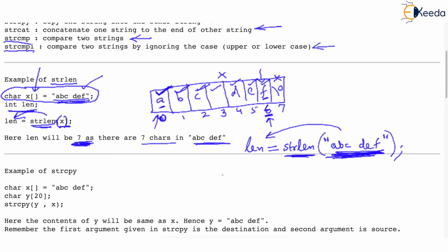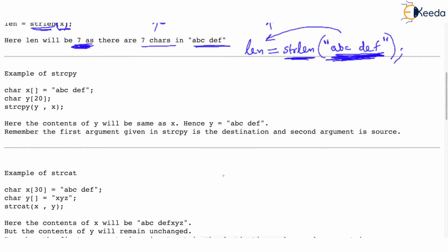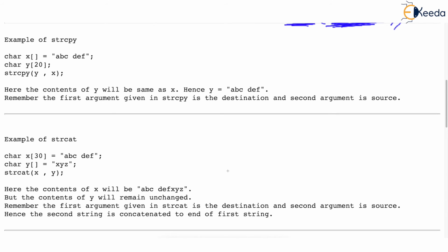Let's see the next function, strcpy. It stands for string copy. Now just hold on. Just check a simple example of strcpy. We have declared a char array x storing ABC space DEF. So in the memory, this array will be storing letters one after the other, ABC, then space, then DEF, and finally backslash 0. And you know the positions are 0 to 7.